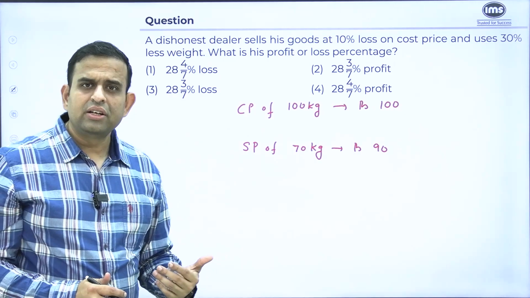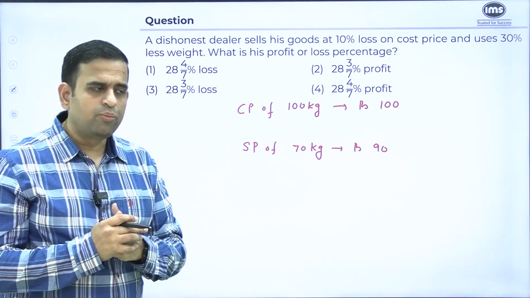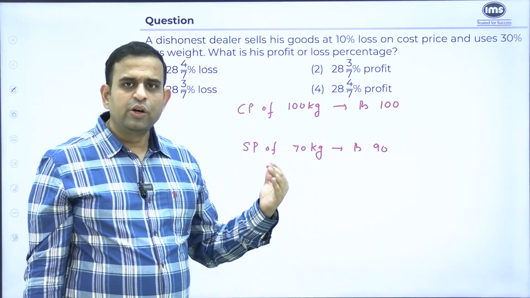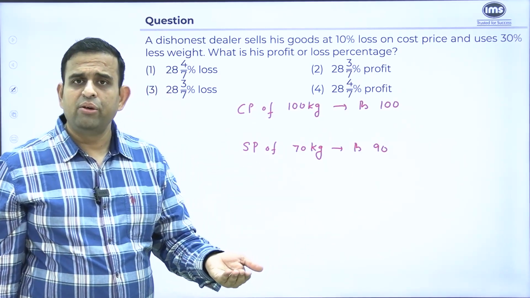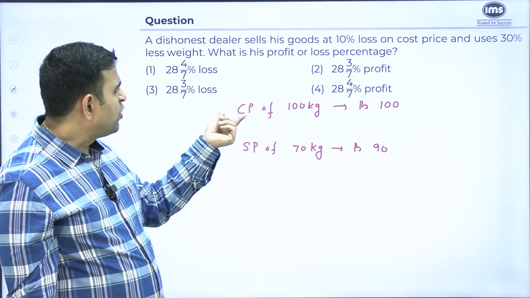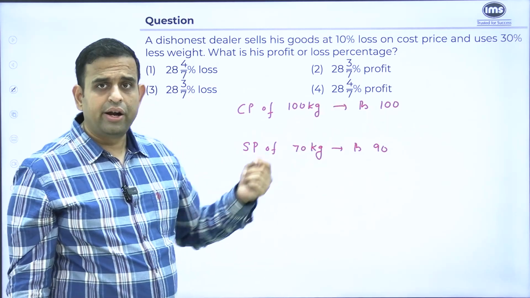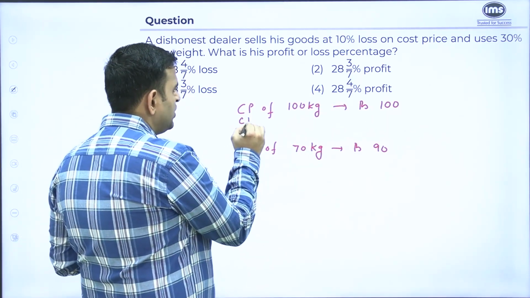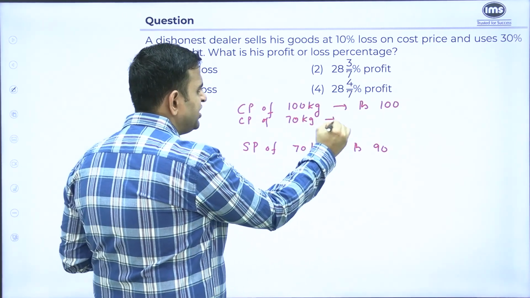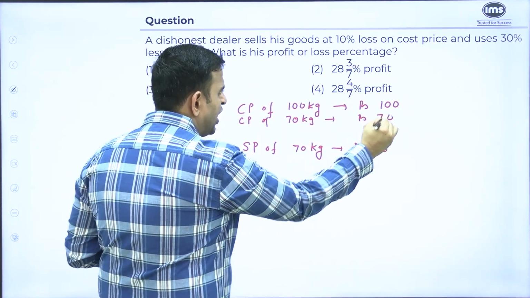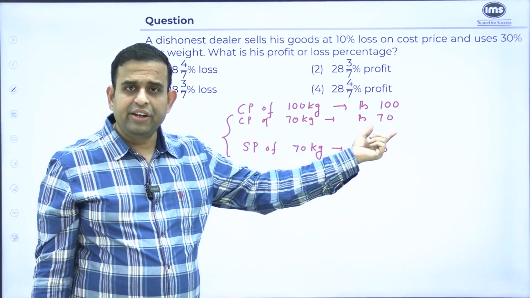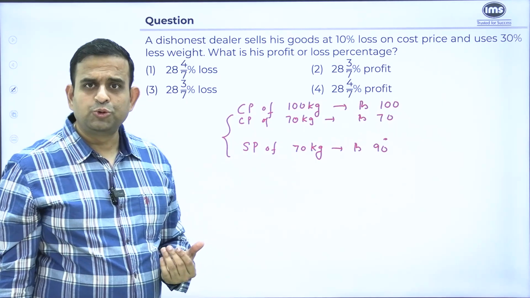Now again, at this particular stage, you can use various ways to solve the problem. People might find out the SP of how much is going to be 100 kg to get the revenue which he ultimately makes and get the answer. The easiest thing in this particular case could also be, if the cost price of 100 kg is rupees 100, then the cost price of 70 kg is going to be rupees 70. So now we have the same quantity and the cost for the same is rupees 70. The selling price for the same happens to be 90.